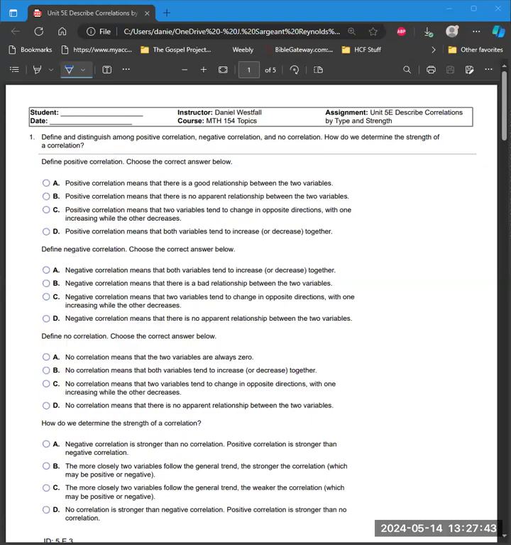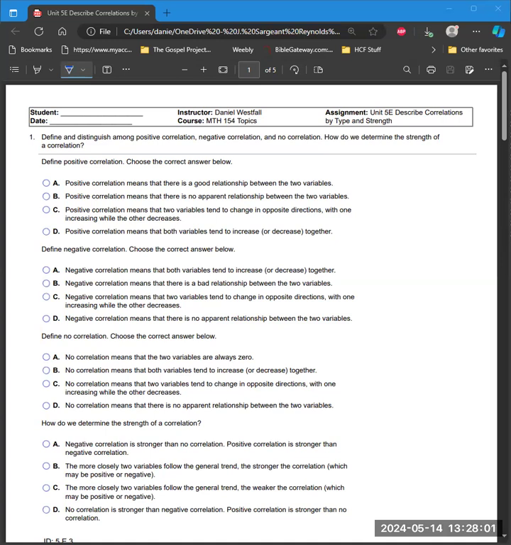In this video, we're going to describe correlations by type and strength. So define and distinguish among positive correlation, negative correlation, and no correlation. And how do we determine the strength of a correlation?